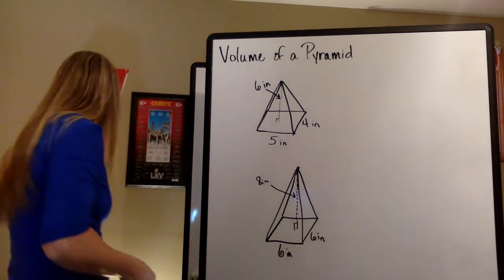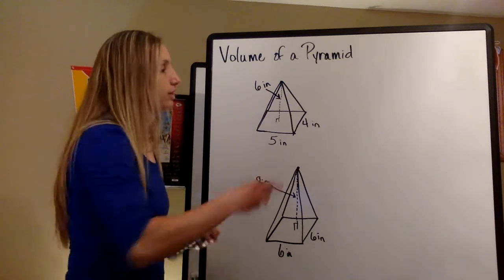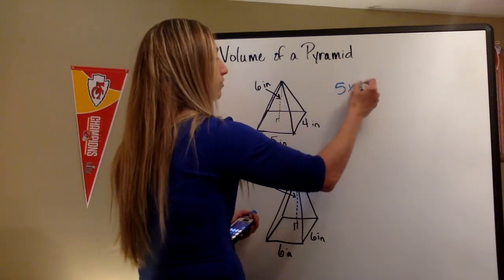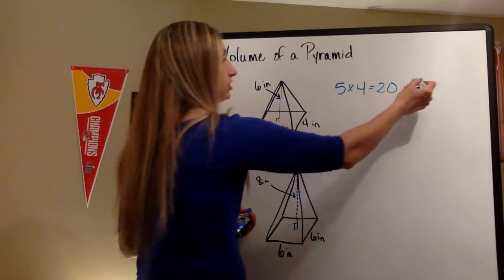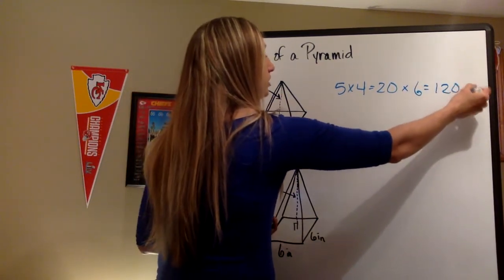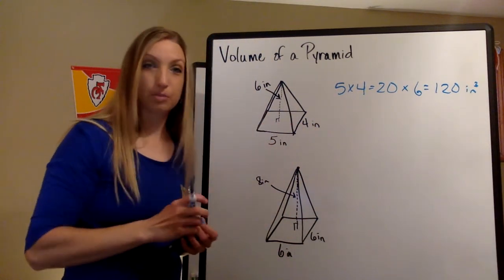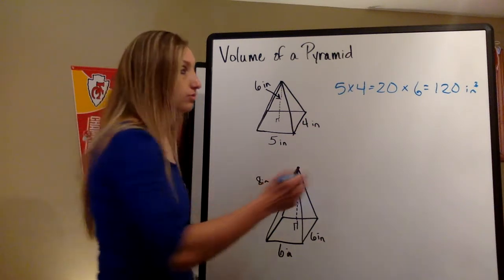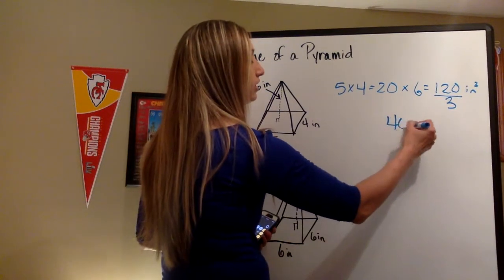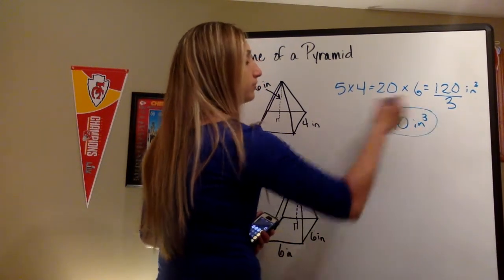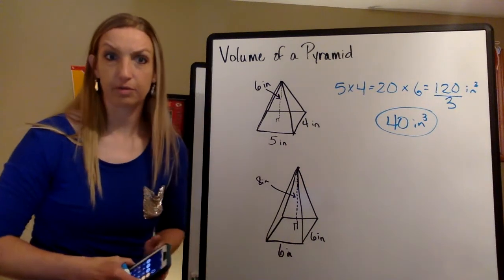Okay, so here we go. On my first example here, the base is 5 by 4, so I'm going to do 5 times 4 is 20. That's the area of the base, times the height, which is 6, and I've got 120 inches cubed. Now, that would be if it was a rectangular prism, but we have a pyramid, so we need to take that answer and divide it by 3. 120 divided by 3 is going to be 40 inches cubed. Okay, that's not so bad. Way easier than finding surface area of a pyramid, for sure.